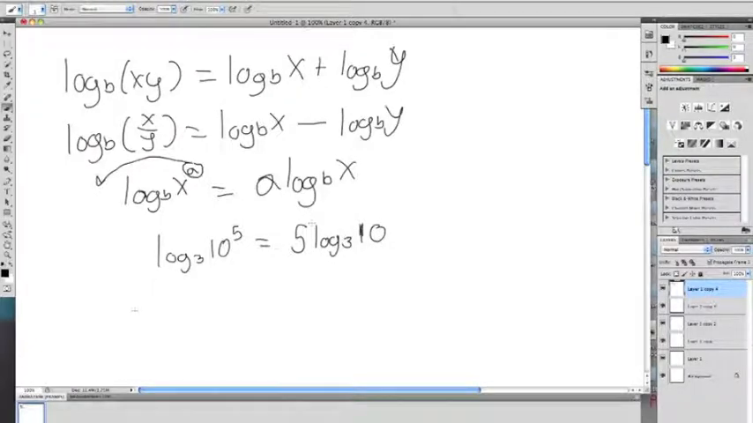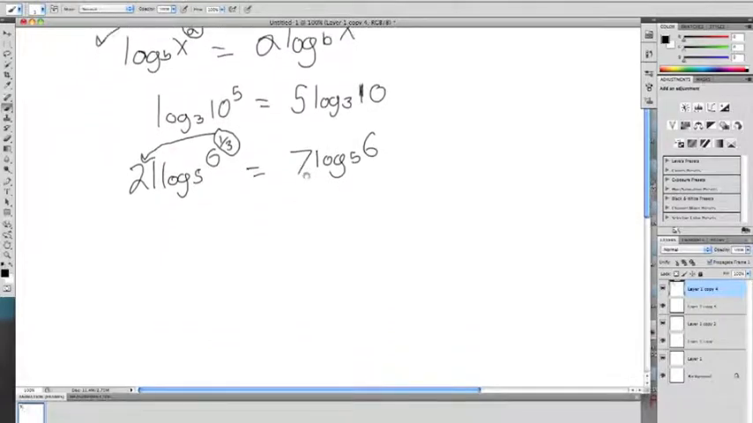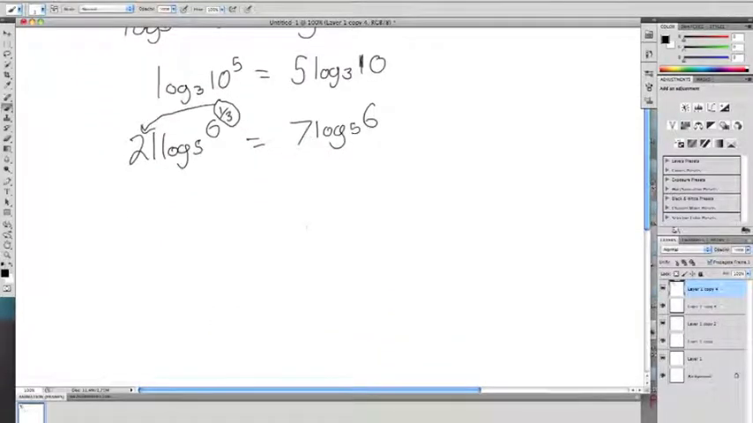Now let's say you have something like 21 log base 5 of 6 to the 1/3 power. You can actually take this 1/3 and multiply it by 21 and get 7 log base 5 of 6, and you can just get rid of that exponent. Actually, it's kind of useful, and you use that quite a lot in some of the log stuff.